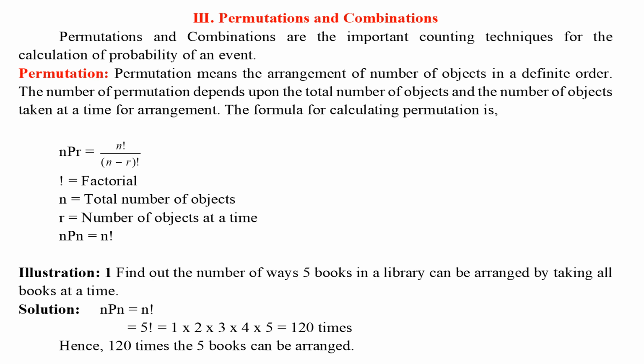Illustration 1. Find out the number of ways 5 books in a library can be arranged by taking all books at a time. Solution. nPn equals n factorial, equals 5 factorial, equals 1 x 2 x 3 x 4 x 5 equals 120 ways. Hence, the 5 books can be arranged in 120 ways.